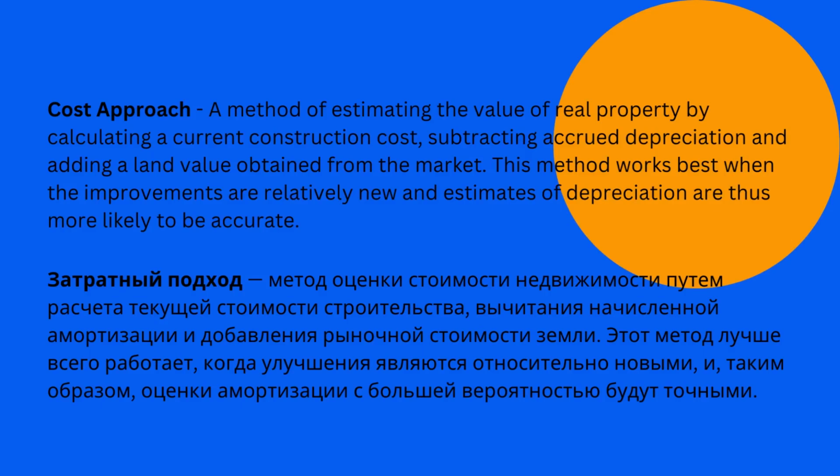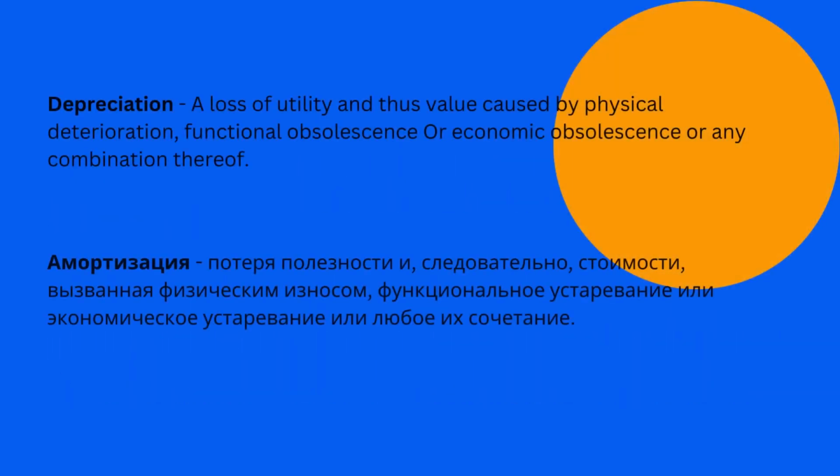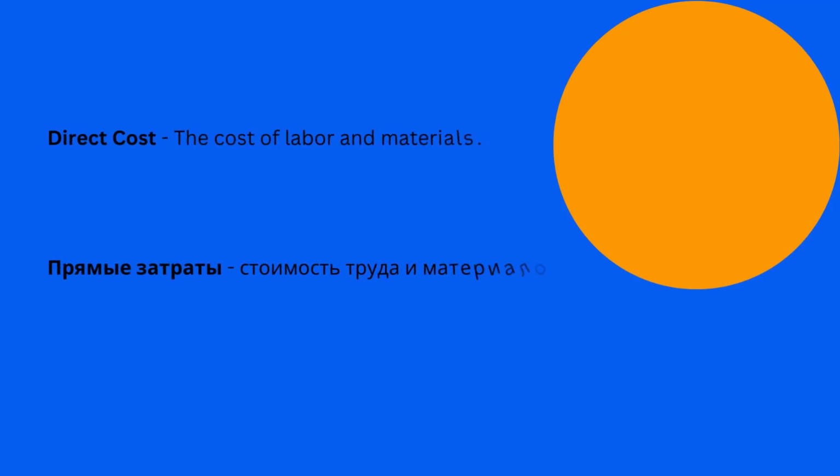This method works best when the improvements are relatively new and estimates of depreciation are thus more likely to be accurate. Depreciation. A loss of utility and thus value caused by physical deterioration, functional obsolescence or economic obsolescence or any combination thereof. Direct cost. The cost of labor and materials.